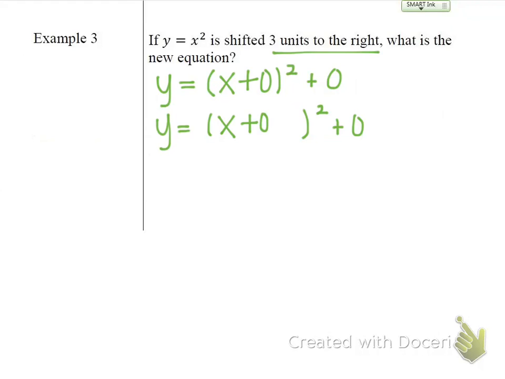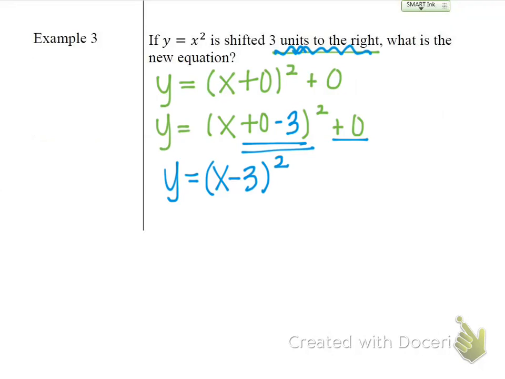So looking at this, I am shifting 3 units to the right. Is shifting to the right affecting the x-coordinate or the y-coordinate? The x. So we're looking inside the parentheses, but everything inside the parentheses is opposite of what we think is going to happen. So when I'm shifting to the right, does that mean I'll be adding or subtracting? Subtracting 3. And then we didn't shift up and down at all, so we can ignore that y. So let's rewrite this as y equals (x minus 3) squared. And then we don't have to put the plus 0, so that's your answer. So the vertex of the new one would be 3, 0.